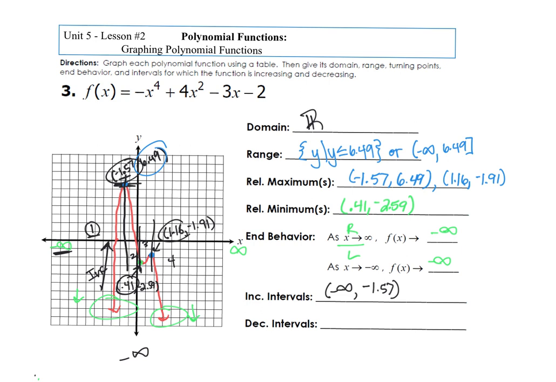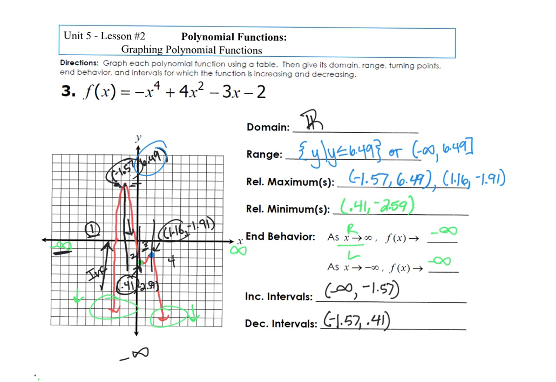Now, in my next section, between my next two lines, from -1.57 to 0.41, we are going down. Okay, that means we are decreasing. So I would say we have a decreasing interval between the x values of negative 1.57 to 0.41.